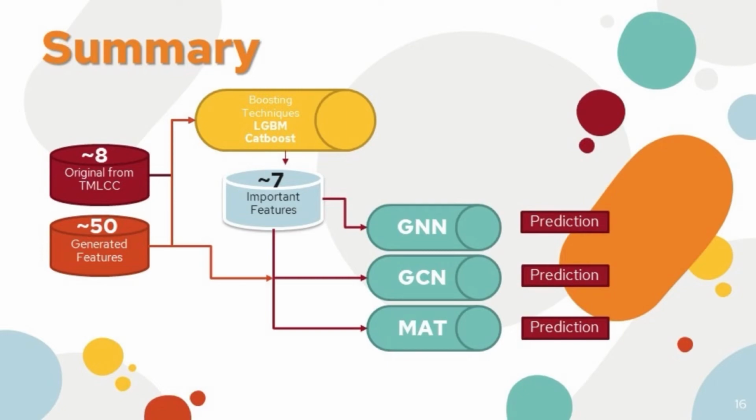Here is the summary of all model training. We used both generated features with the boosting technique for finding the important features, and then recoded the GNN, GCN, and MAT to receive the shape of our data for the prediction.